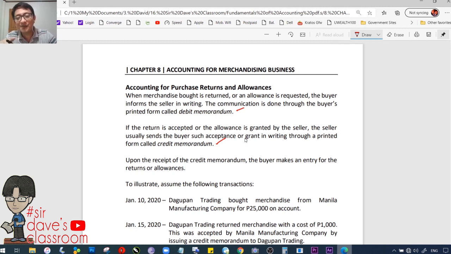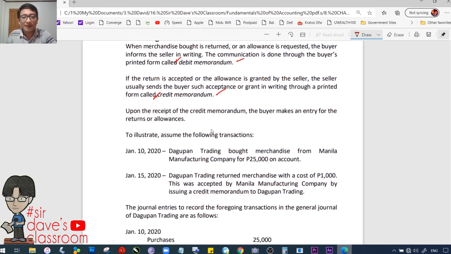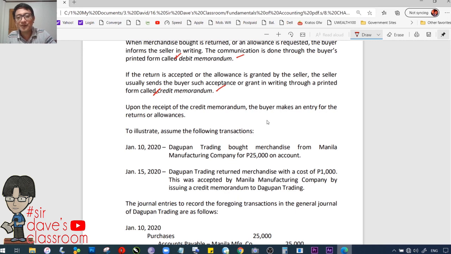Para mabawasan yung payable mo sa akin, sabi ni seller. And in turn, ako naman na seller, i-credit ko yung receivable ko sa'yo. So yung debit accounts receivable niya, credit sales, naka-debit na accounts receivable, i-credit niya para mababawasan yung collectible niya sa'yo. Kaya credit memo ang tawag at debit memo naman. Ayan. Okay? Upon the receipt of the credit memorandum, the buyer makes an entry for returns or allowances.